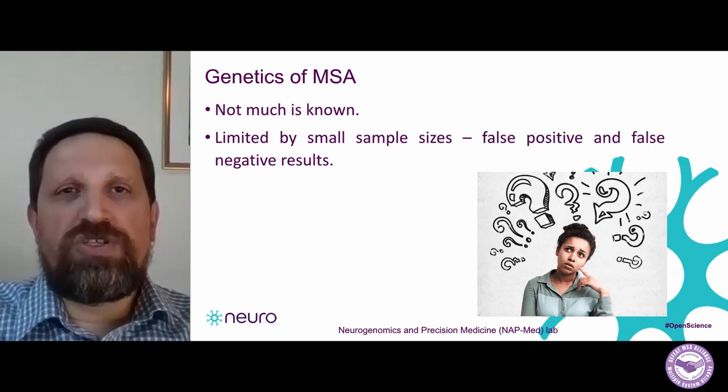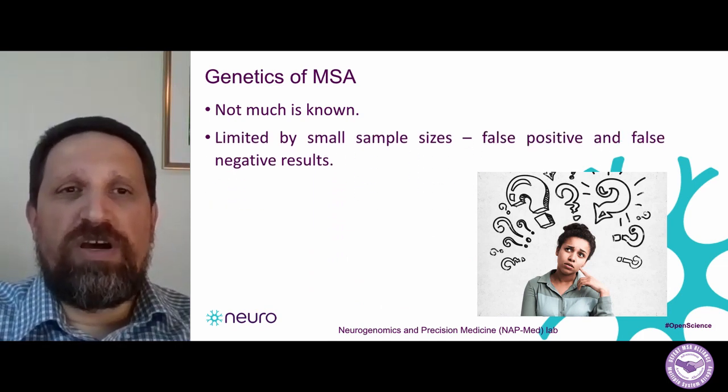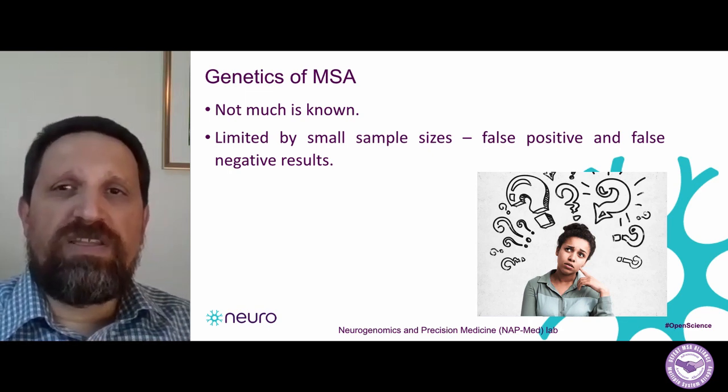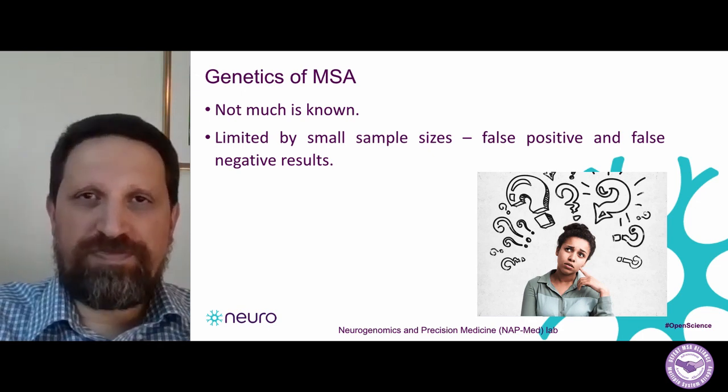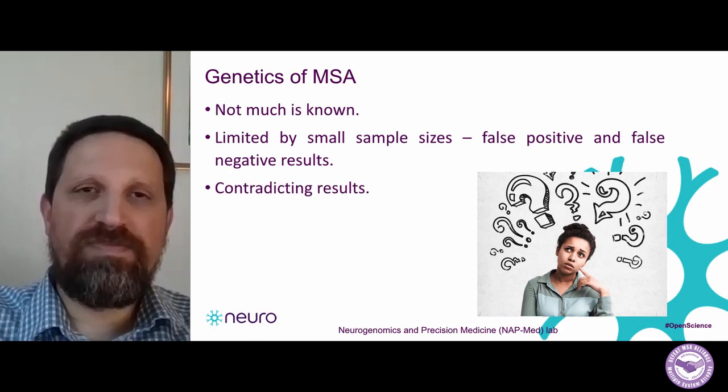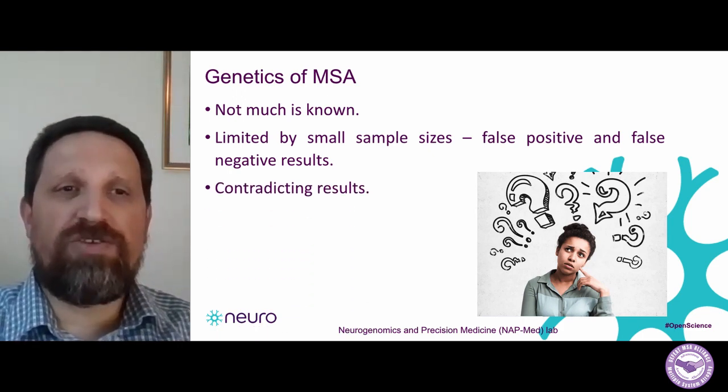This is mainly because most of the studies that have been done so far are based on relatively small sample sizes, which is a problem because it can create both false negative or false positive results. So false associations or false lack of associations. And because of that, we often get contradicting results.